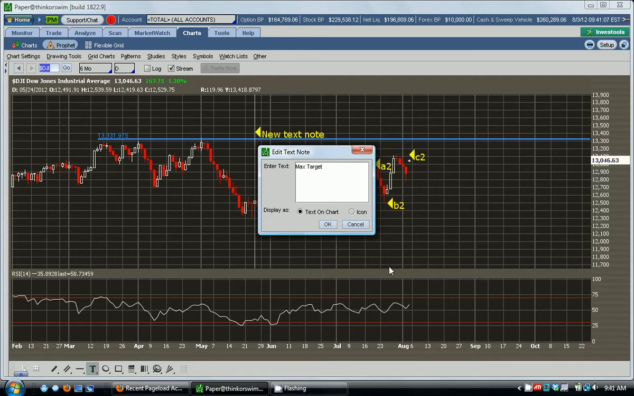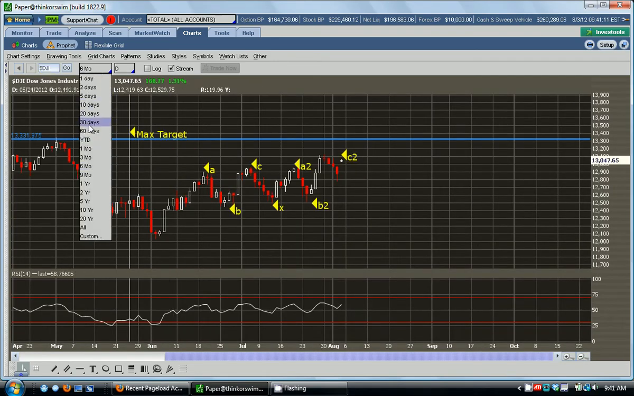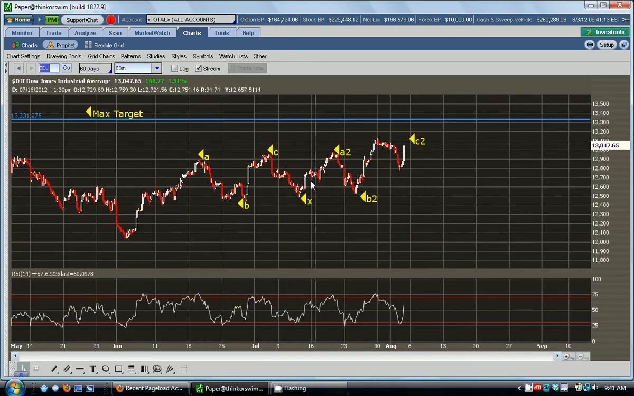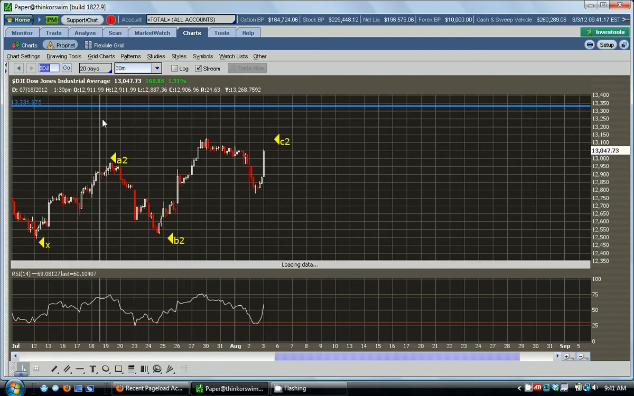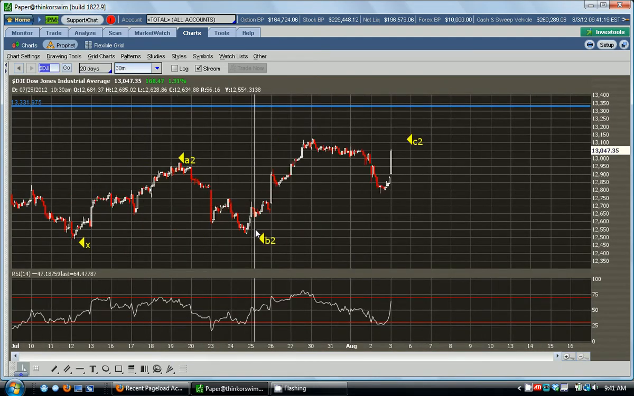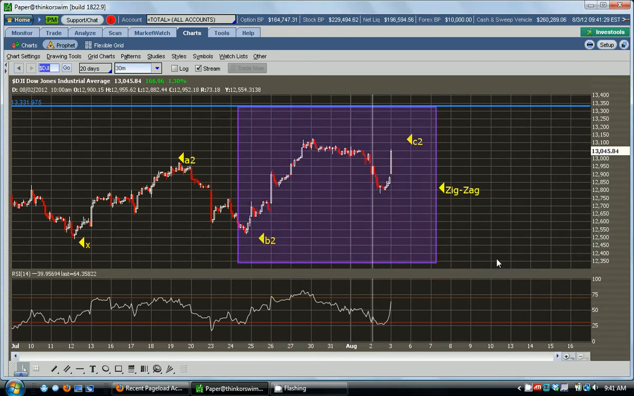But where do I think it's going to go next? Back to my good old 60-day chart, and we zoom in even more. Let's even take this to a 20-day. And we see that this entire pattern right here is a zigzag. In English, that means that the pattern is a sharp 3-wave correction. So we would expect 1, then 2, and then 3 up.